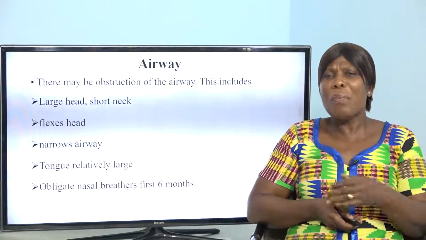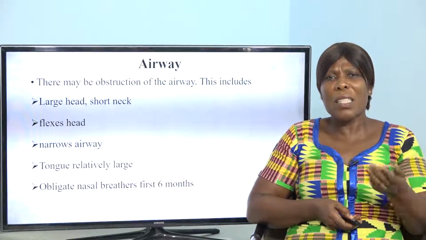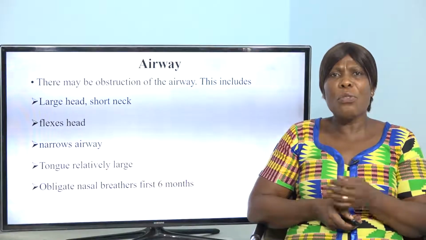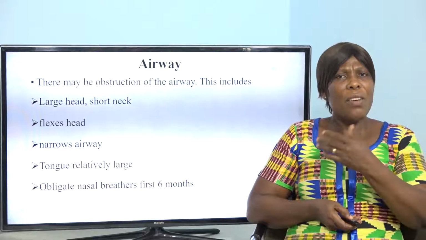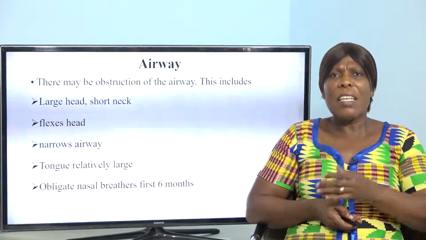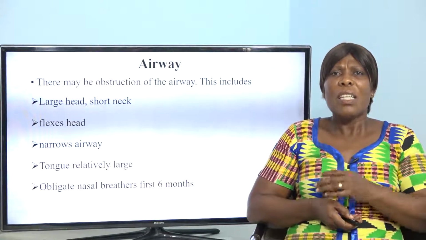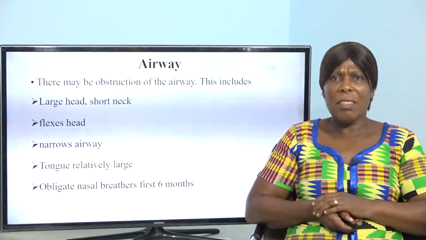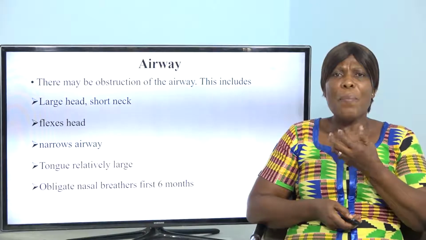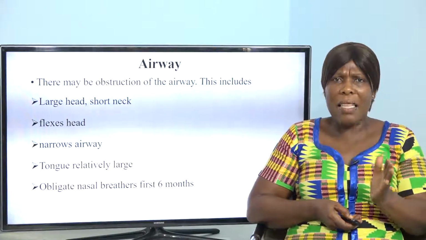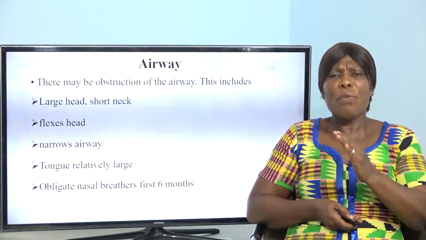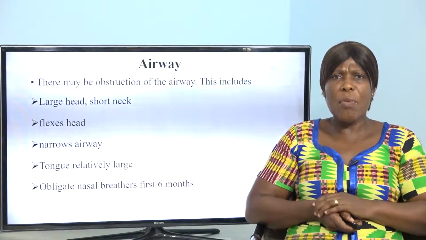And some of them can be due to different factors. Some can be due to growth in the airway or any other thing. It can also be due to what? Large tongue. When the tongue of the baby is relatively large, then the baby will have an obstructed airway.